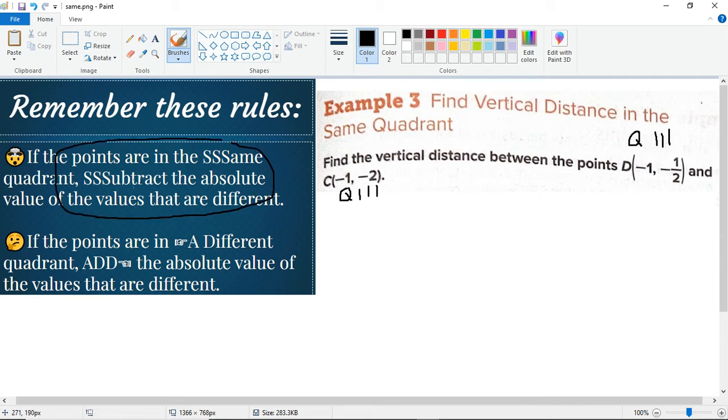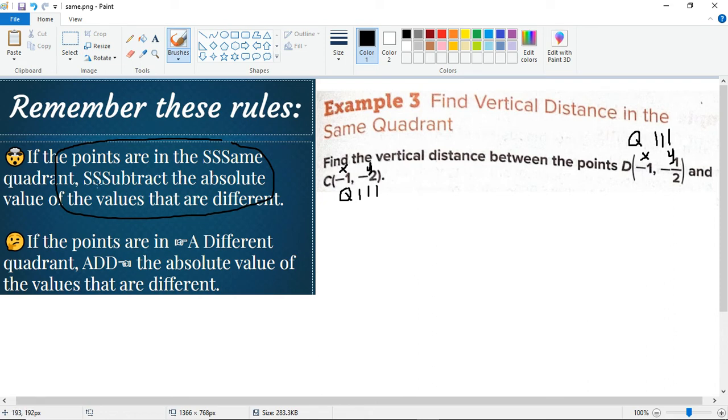If the points are in the same quadrant, I need to subtract the absolute value of the values that are different. So that means either the x values or the y's. I have to see which ones are different. So for x, I have a -1 here and a -1 there. For my y's, I have a -1/2 and a -2.